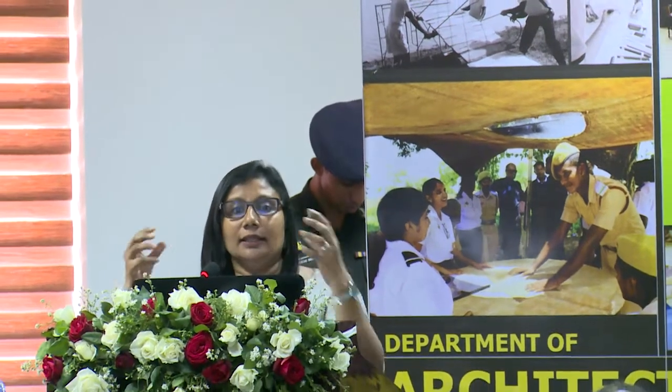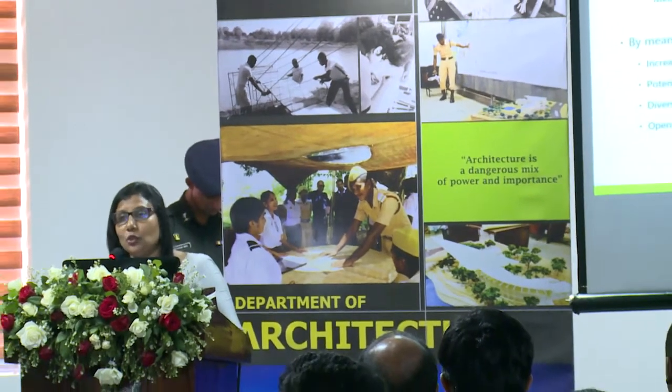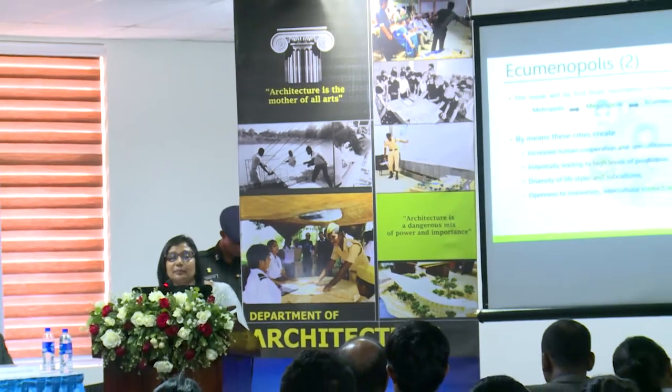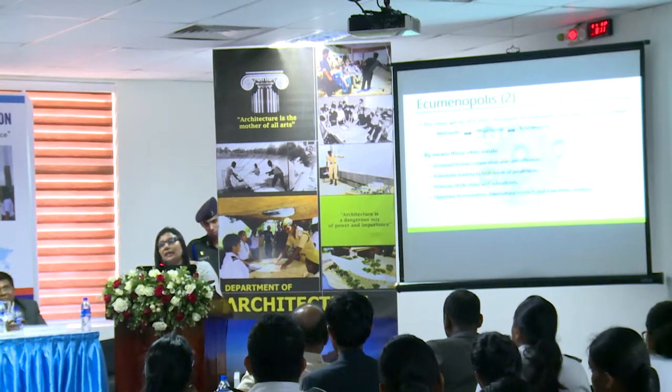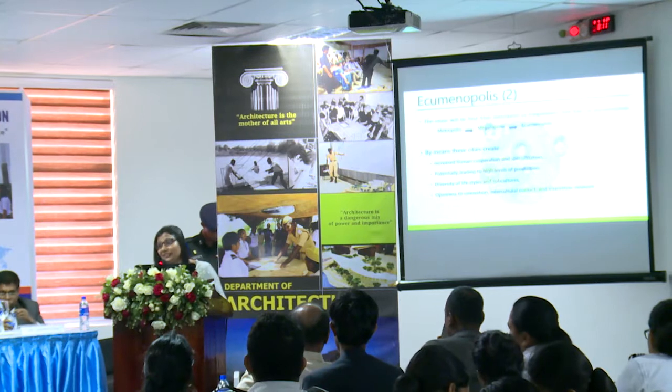And we know it started from metropolis, then to megapolis, then to Ecumenopolis. As you all know, metropolis is taking one key city and developing it. Megapolis is taking a few key cities, linking them together and developing them into one city. Going beyond that, Ecumenopolis is taking the whole world and developing it into one city. You can understand the change of magnitude of that work. Ecumenopolis is a very big work.